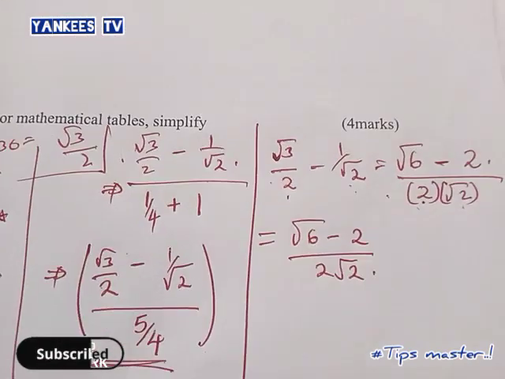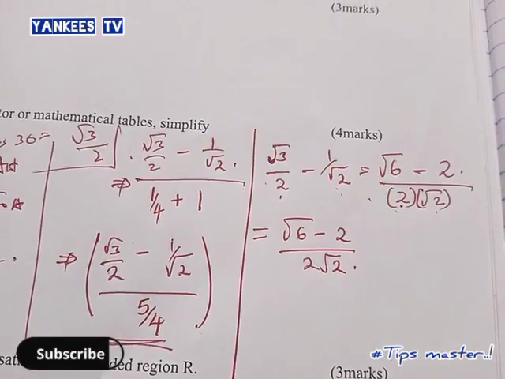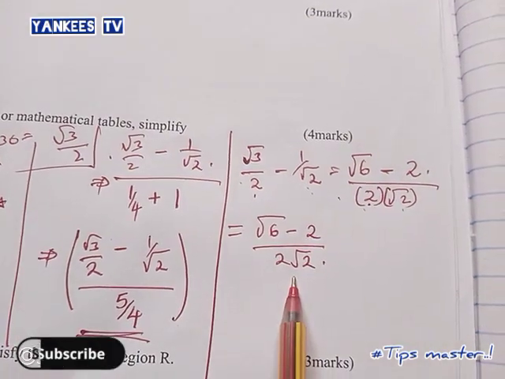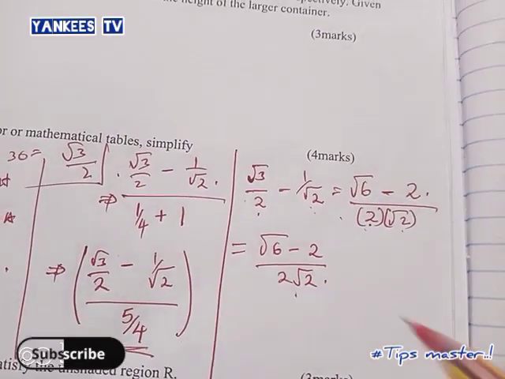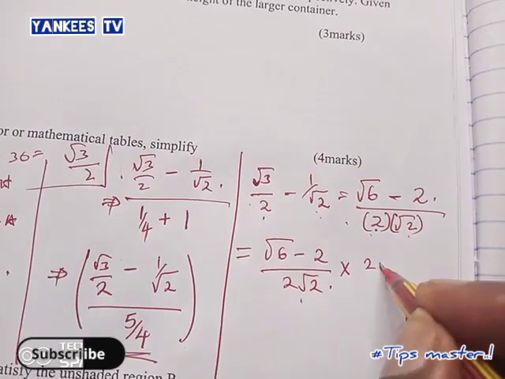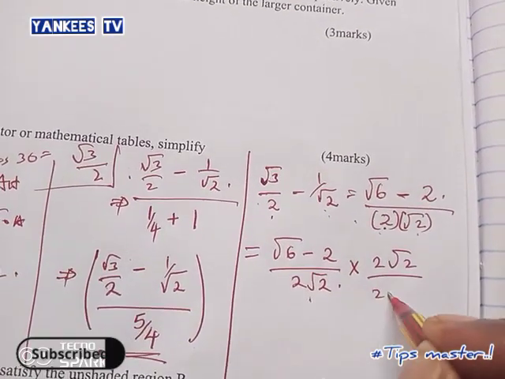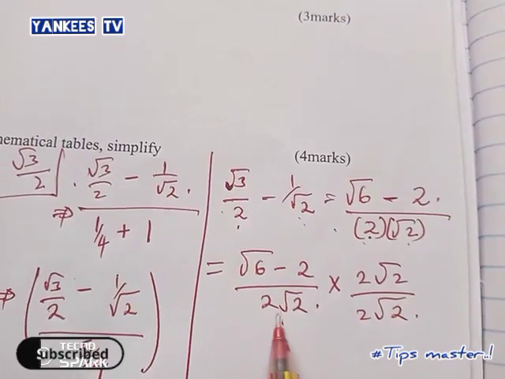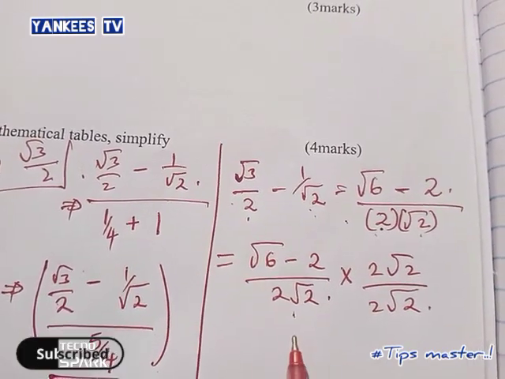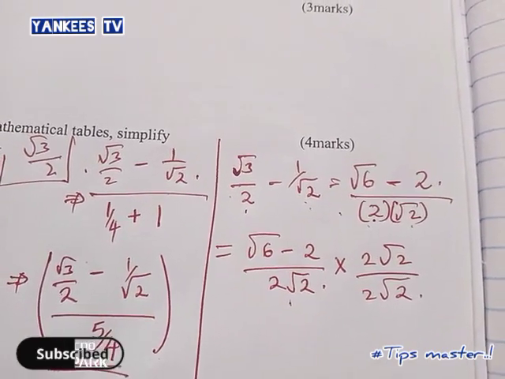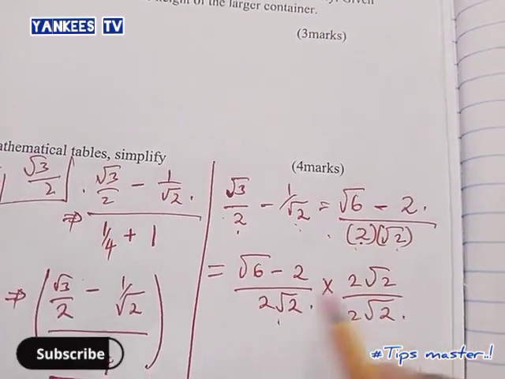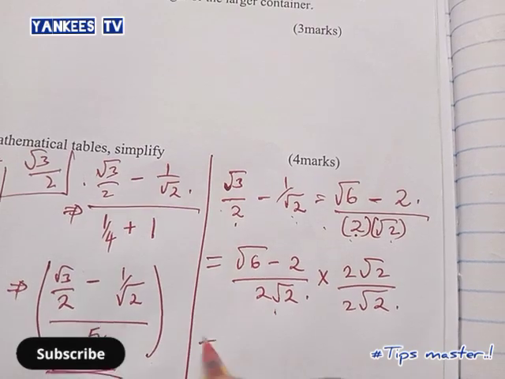So for further simplification of this, we can never leave a surd on the denominator. So we rationalize by multiplying by 2 root 2 on both sides. I hope we are together, guys. We cannot leave a surd on the denominator. We have to eliminate it through rationalization. We also learned that numerator for numerator, denominator for denominator.